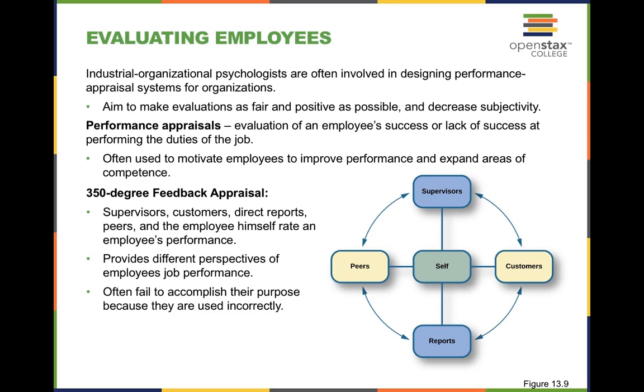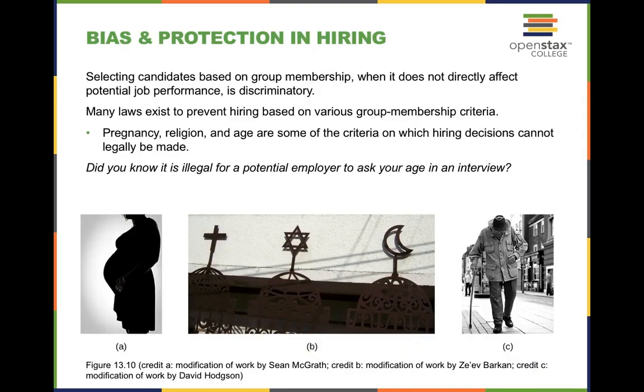Let's look at the 360-degree feedback appraisal. Firstly, it gathers input from supervisors, customers, direct reports, peers, and the employee on performance. That's one factor. Secondly, it provides different perspectives of employees' job performance. And thirdly, they often fail to accomplish their purpose because they are used incorrectly. That's one of the difficulties with this 360-degree feedback appraisal.